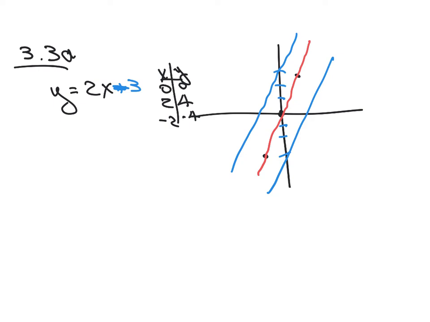So what happened is this number right here tells me where this line is going to cross the y-axis. So when this is a negative 3, it's going to cross at negative 3. When it's a positive 3, it's going to cross at positive 3. When it doesn't exist, it's going to cross at 0 because it's like having a 0 there.